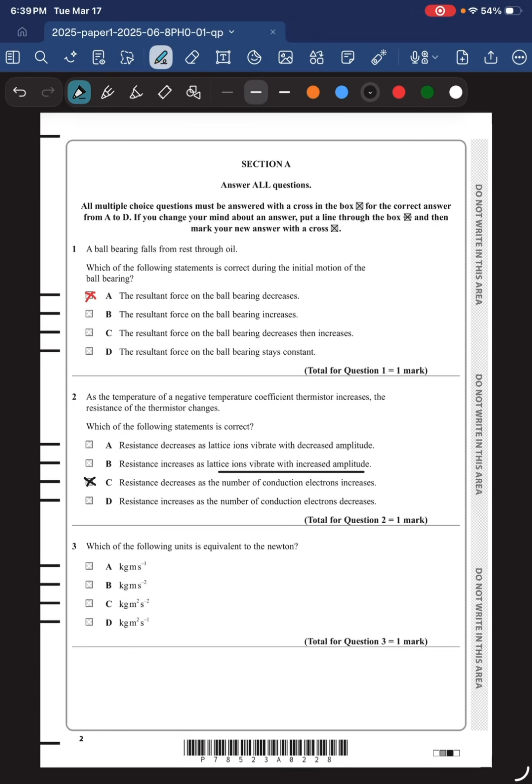So anyway, and then D, resistance increases as the number of conduction electrons decreases. That's wrong because as we increase the temperature, electrons move more freely. Okay, and the conduction electrons increase.